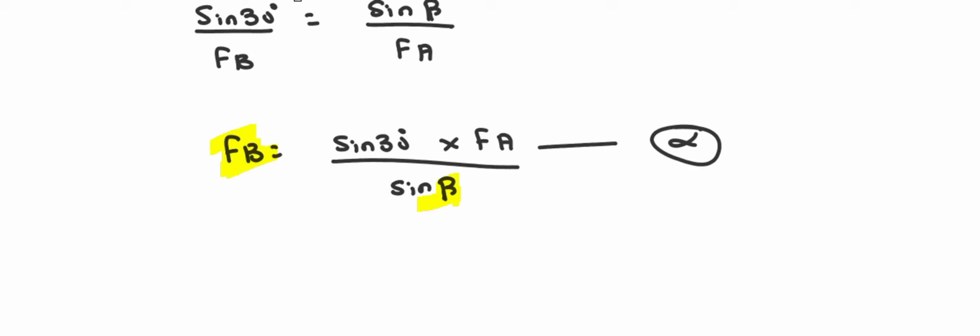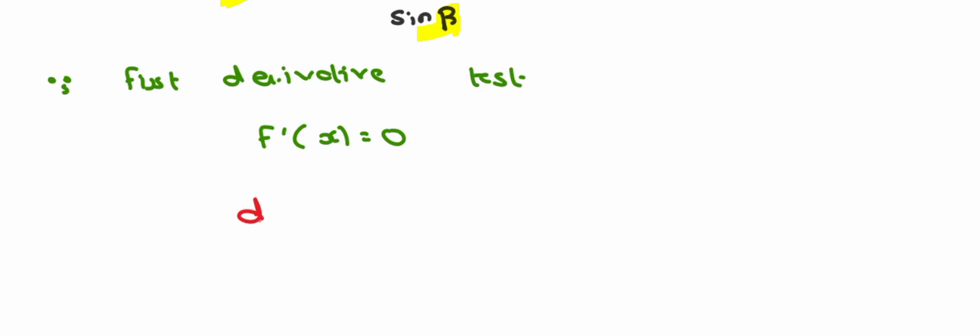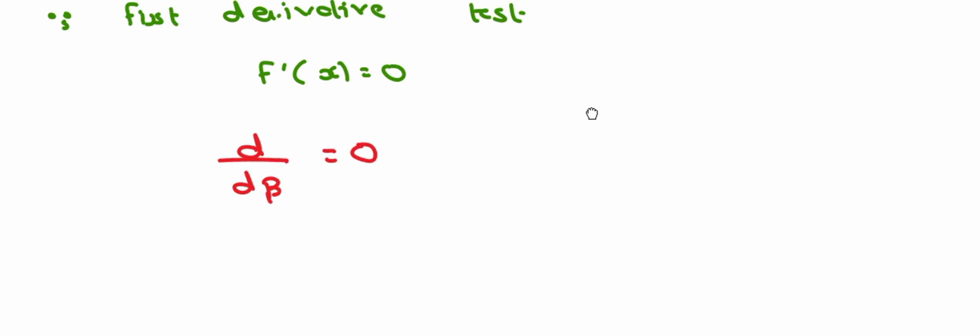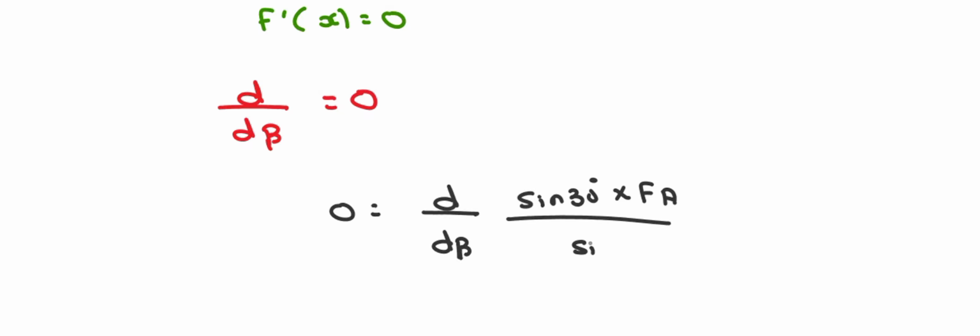Okay. So for finding the minimum or maximum value here, we have to apply our first derivative test. The first derivative test says that f prime x is equal to 0. And in this case, this is d upon d beta, because the value of Fb totally depends upon beta. That's why d upon d beta is equal to 0. So it will become 0 equals d upon d beta of sine 30 degrees into Fa upon sine beta.